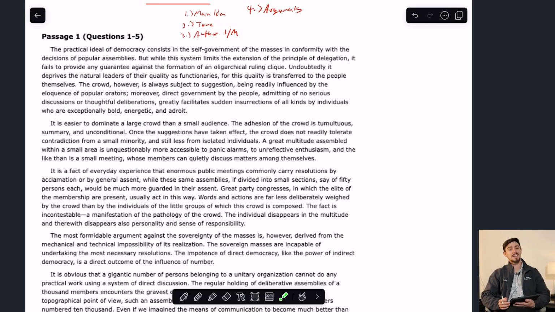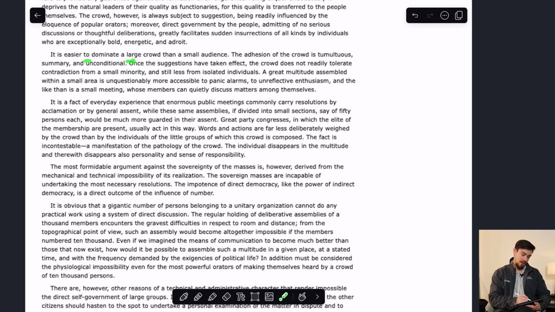So he's essentially saying it is a good attempt at fixing a problem of dictatorships and oligarchies, but it is not properly carried out. And I imagine the rest of this passage is going to be the author outlining why he or she thinks that's the case. It is easier to dominate a large crowd than a small audience. That sounds like an argument, kind of, right?